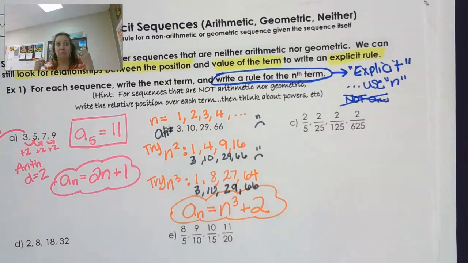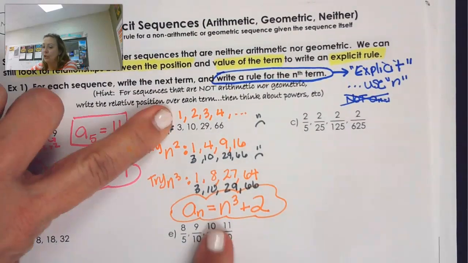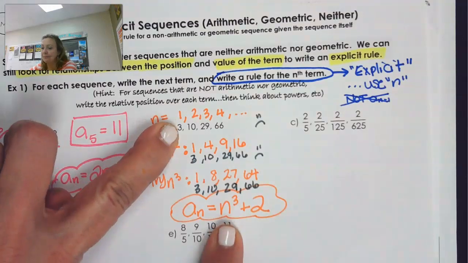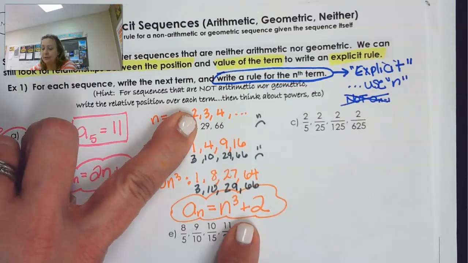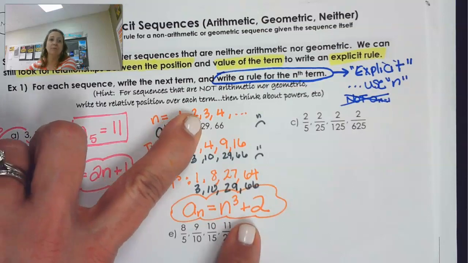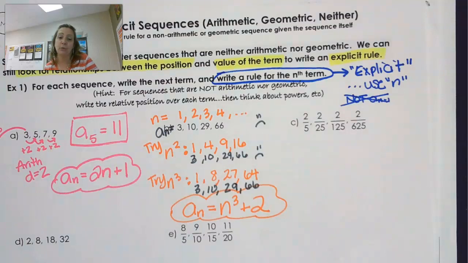If you're not sure, substitute it in. 1 cubed plus 2 is 3. 2 cubed is 8 plus 2 is 10. 3 cubed is 27 plus 2 is 29. So you can always double check your rules.